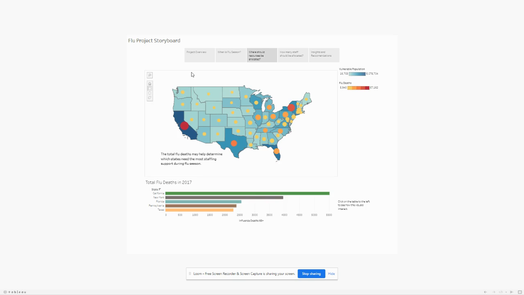Where should staffing agency resources be allocated? This map displays each state's total vulnerable population. The darker shade of blue represents states with a higher vulnerable population. The states with the darker blue reflect a higher vulnerable population and also have more deaths due to flu. Here, California, New York, Florida, Pennsylvania, and Texas stand out.